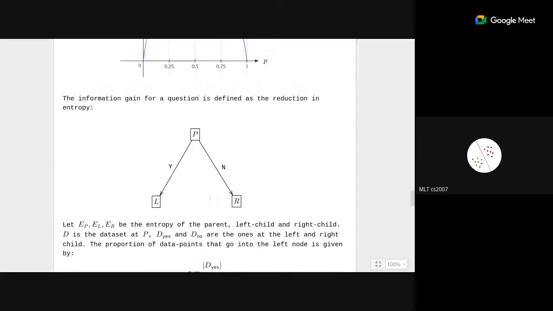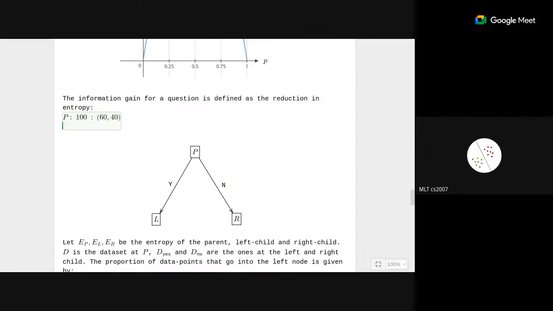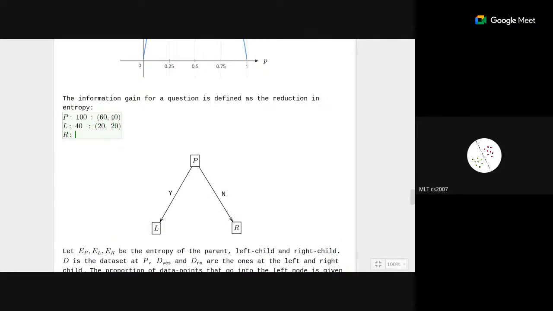So the basic formula is this, right? See, if you have 100 nodes in the parent, say 60 of them are positive, 40 of them are negative, and you end up with some split. I don't know what the split is, but in the left child, you end up with, say, 40 nodes, out of which 20 are positive and 20 are negative. Now, can you compute how many in the right? It will be 60, right? So 60, 40, 20. 40, 20, right? You'll be able to compute the other quantities depending on basic arithmetic.